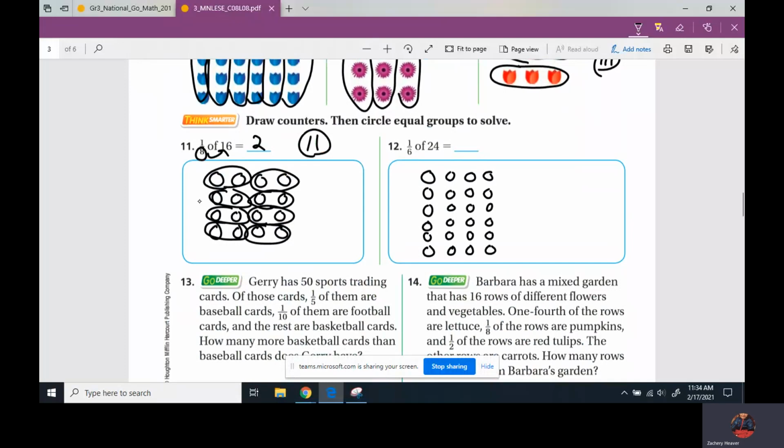I should have done this one in 8s, honestly. I forgot that I did that. But I'm glad I showed you a different way. So they're supposed to be in 6s. So we have our 6th.